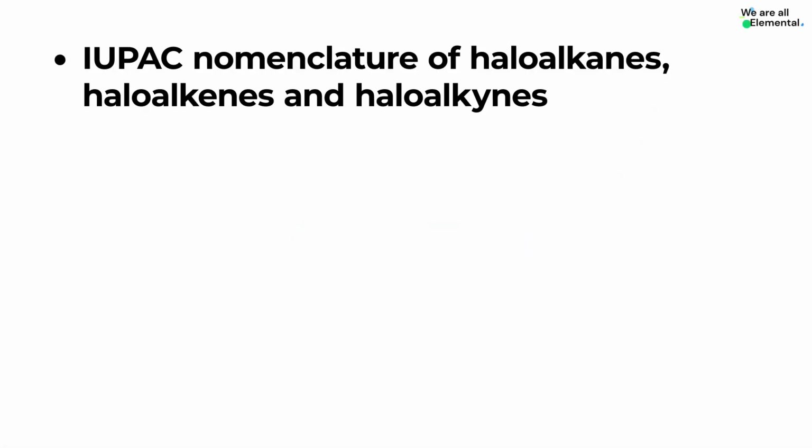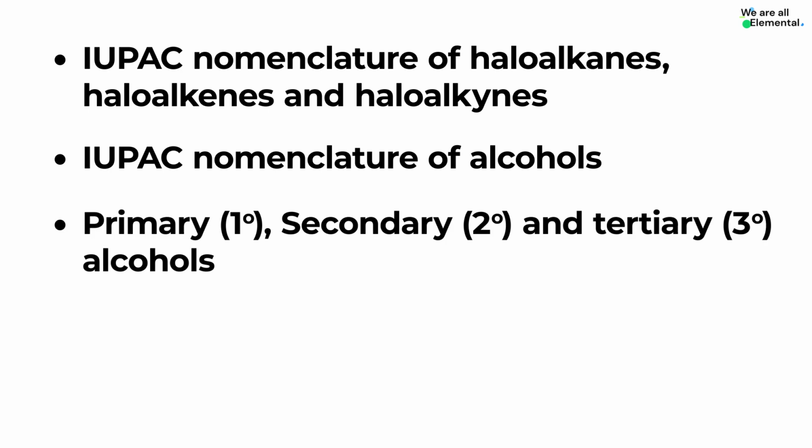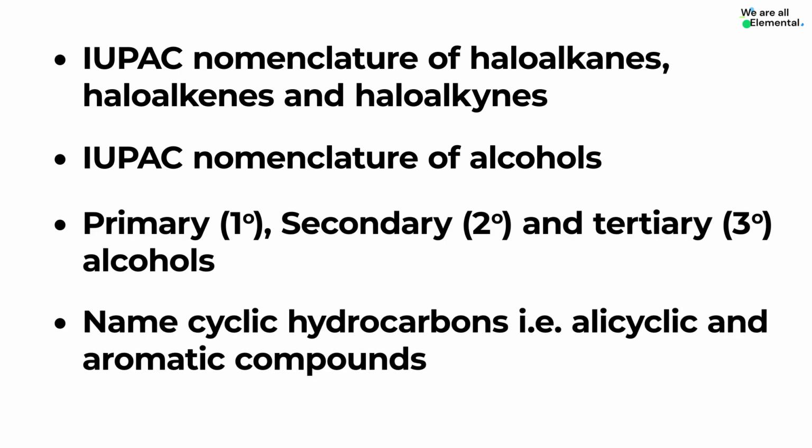In this video, you will learn about the IUPAC nomenclature of haloalkanes, haloalkenes, and haloalkynes, the IUPAC nomenclature of alcohols, primary, secondary, and tertiary alcohols, and name cyclic hydrocarbons, that is, alicyclic and aromatic compounds.